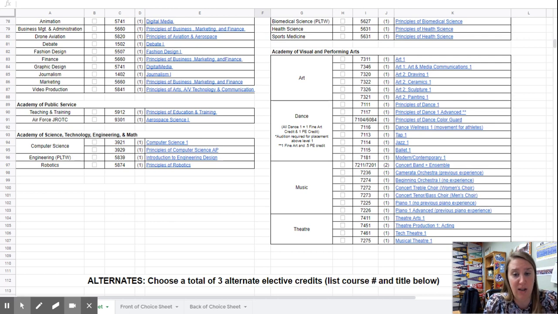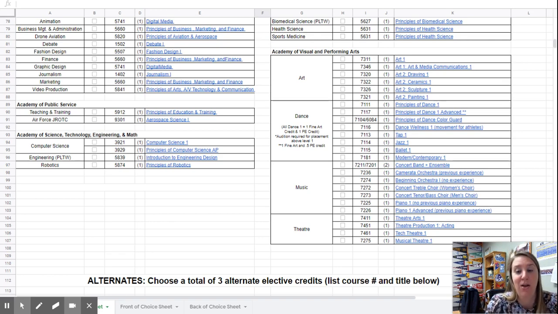Versus piano one advanced means you already know how to play piano. You've probably been taking piano lessons your whole life, and maybe you're somebody who practices piano every night at home. Well, we can now build that practice time into your school day. So it's a great option.